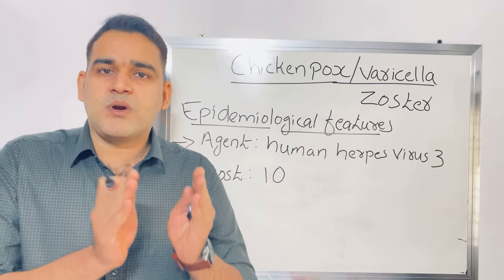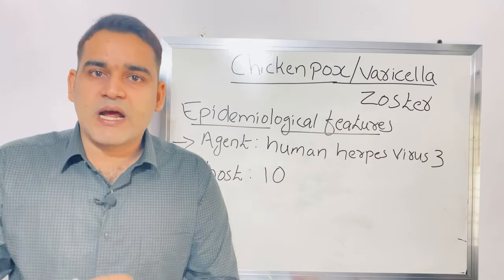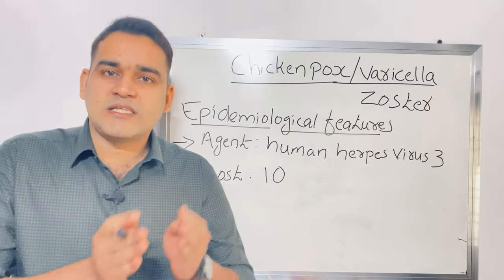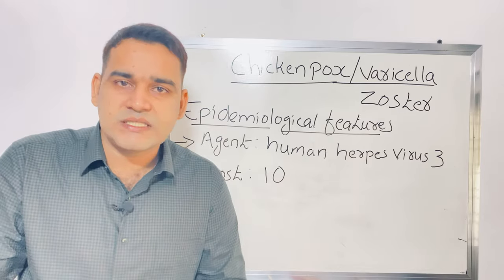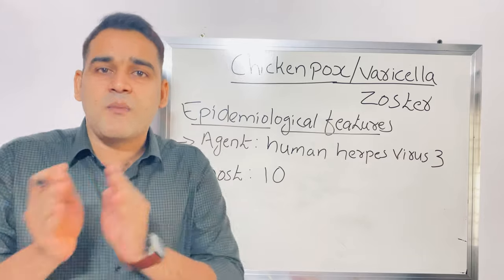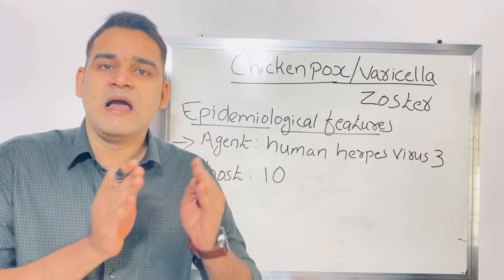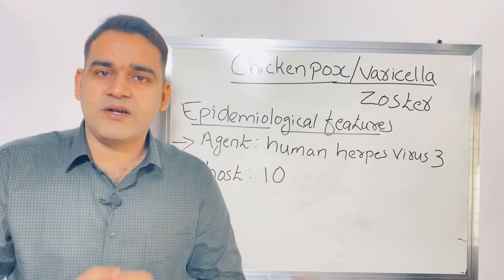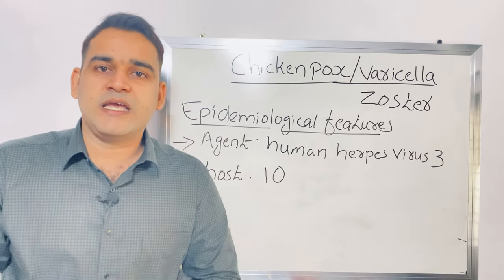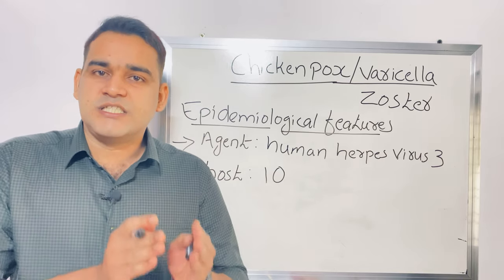So regarding the epidemiological features: the agent is the varicella zoster virus, and regarding the host, it affects all ages, but commonly children below 10 years of age. And regarding the environmental factor, it occurs during the first 6 months of the year, and overcrowding will favor the transmission of chickenpox.